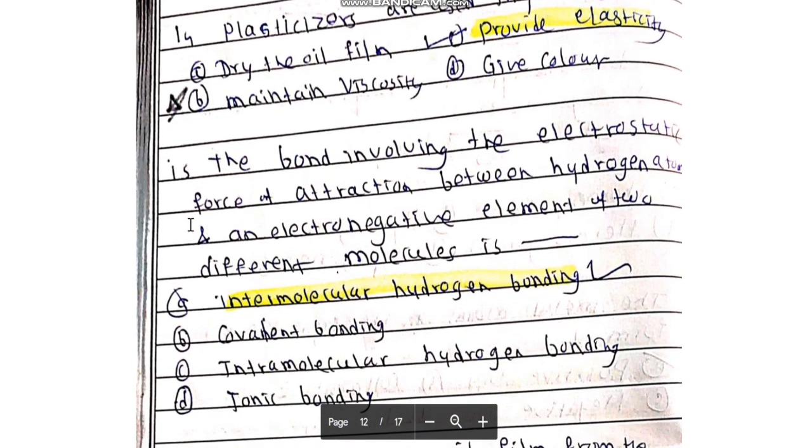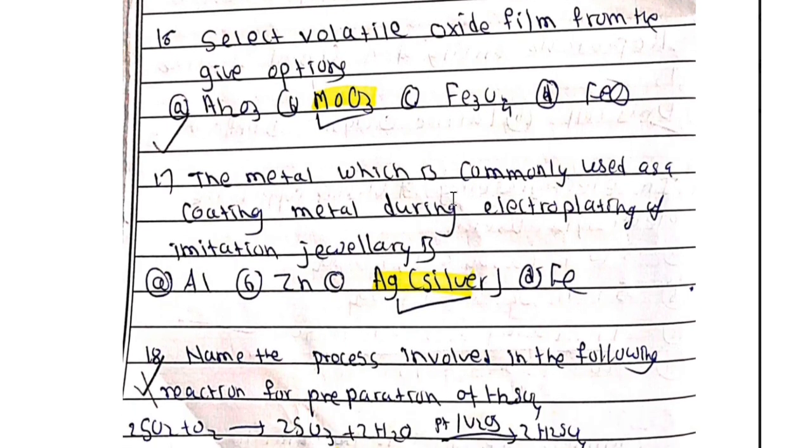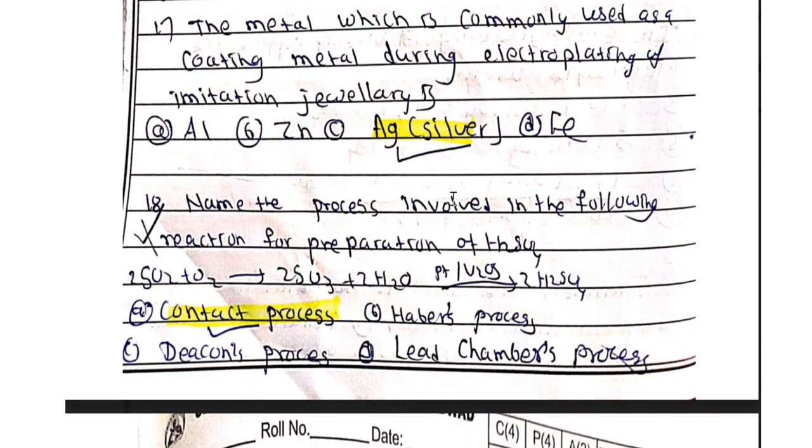The bond involving the electrostatic force of attraction between hydrogen atom and electronegative element of two different molecules is intermolecular hydrogen bonding. Select volatile oxide film from the given options. Molybdenum oxide is the volatile type of film. The metal which is commonly used as coating metal during electroplating of imitation jewelry is silver.